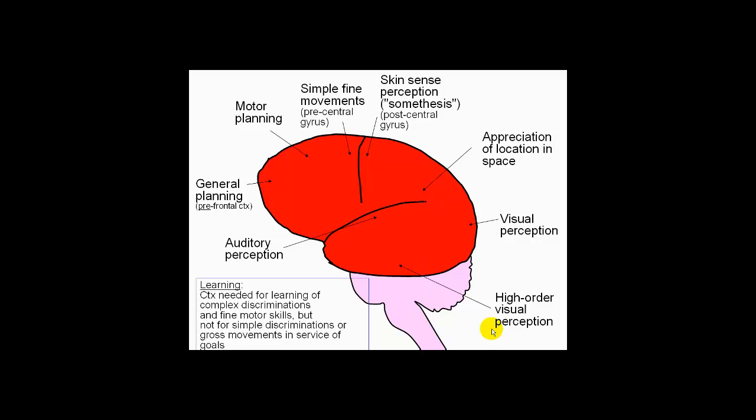And then in the very front part of the frontal cortex, the so-called prefrontal cortex, is general planning ability. Planning your day's activities. People talk about this being the executive controller of the brain. Yes? I'm sure you need to know all the functions of it.